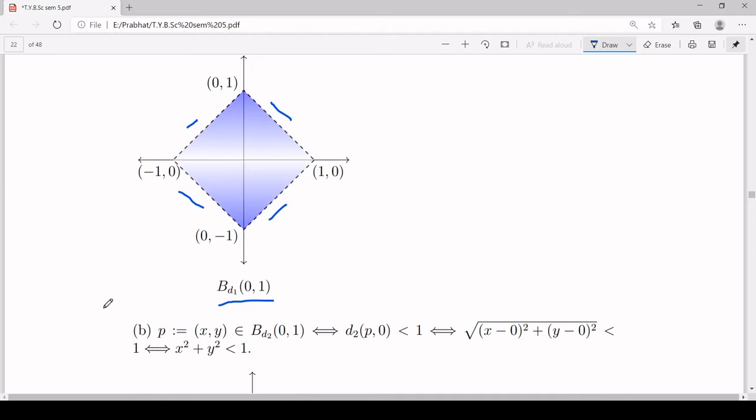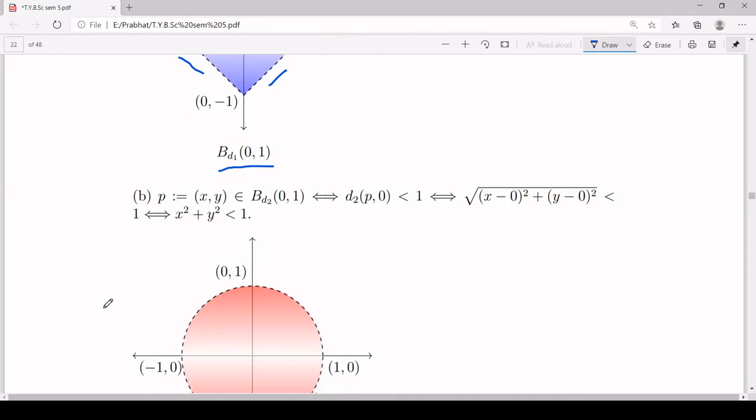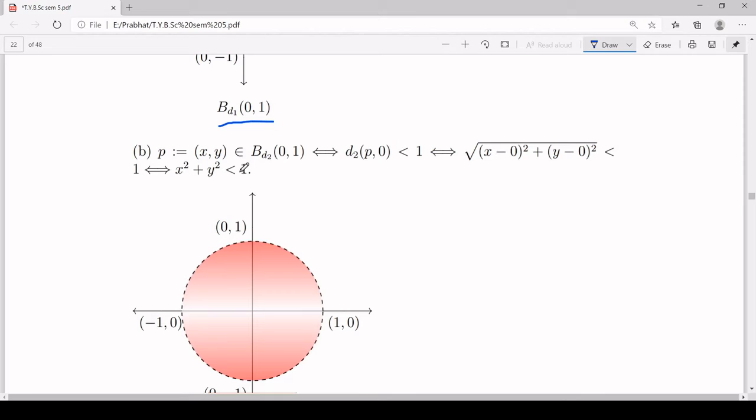Now for the second, the metric given was the Euclidean metric D2. So your point p equal to (x, y) will belong to this open ball B D2 of 0, 1 if and only if the distance between p and 0 is less than 1. Now what is D2? The Euclidean metric, so you know what the Euclidean metric is. So it will be square root of (x minus 0) square plus (y minus 0) square less than 1, and this is if and only if x square plus y square is less than 1.